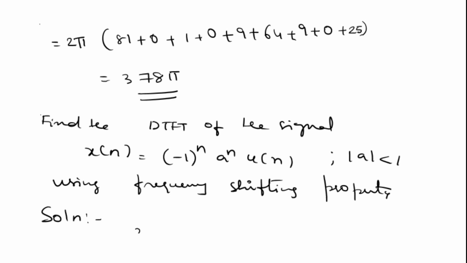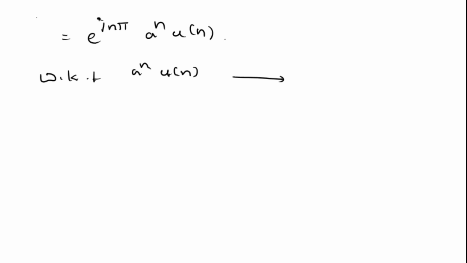It is given x of n is equal to minus 1 to the power n into a to the power n into u of n with mod a is less than 1, which is equal to e power j n pi into a power n into u of n. And we know that a to the power n into u of n, if I take DTFT, I'll get 1 divided by 1 minus a into e power minus j omega.